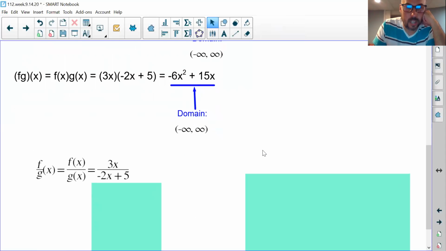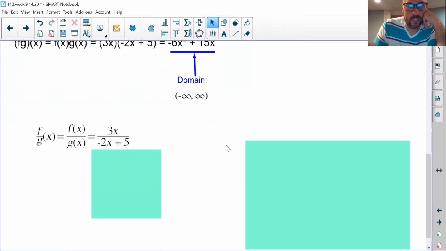But things change here. Division. And the reason why it changes, you're dividing a line, which has domain of all real, by another line, which has a domain of all real.